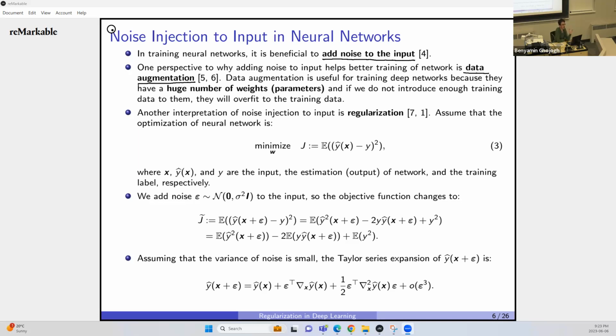Assume rather than just data, I give data and data plus noise. So I'm augmenting my data. Data augmentation is useful for training deep neural networks because they have a huge number of weights, right? And if we do not introduce enough training data to them, they will overfit to the training data.